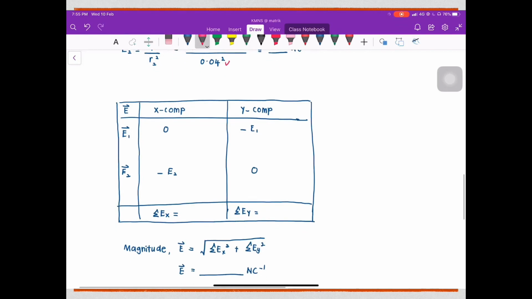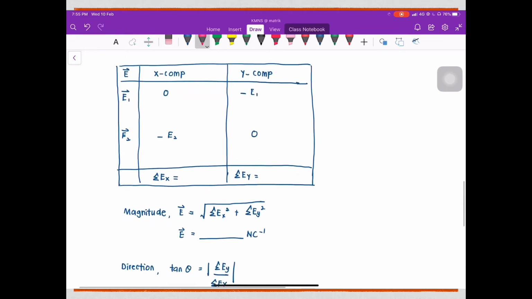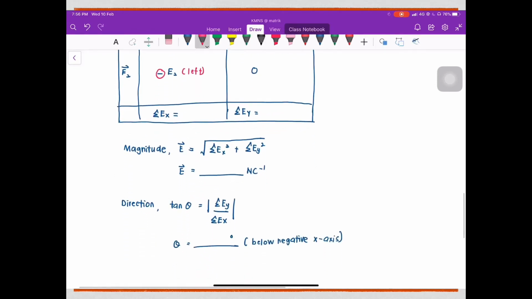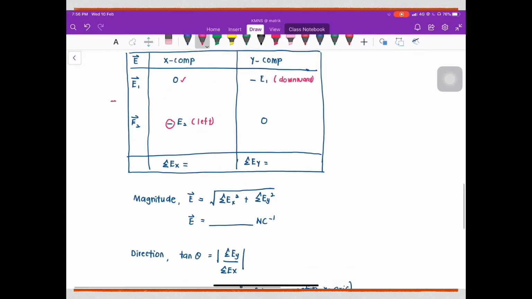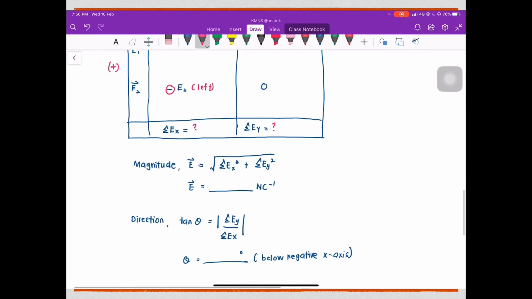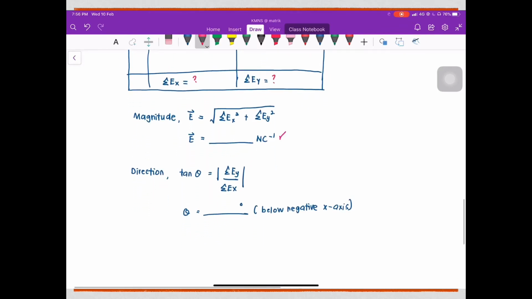Next, construct a table. 0, this is negative because of downwards. This is negative because of left. Then total up here, and then find the resultant at x and y. Then calculate the magnitude and the direction with the statement.